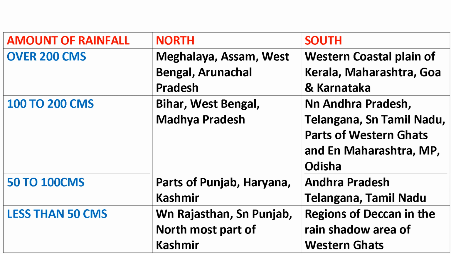Areas with less than 50 centimeters of rainfall. In the northern region, it is western Rajasthan, southern Punjab, and the northernmost part of Kashmir. And in the south, the regions of Deccan in the rain shadow of the Western Ghats. So, on the whole, annual rainfall decreases towards the north and westward in the northern parts of the subcontinent, and over peninsular India, the rainfall decreases towards the interior. So, these were the main areas receiving rainfall and the amount of rainfall received.